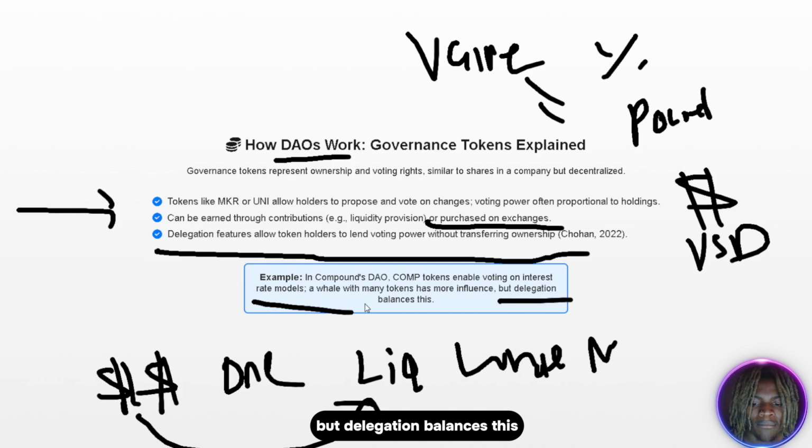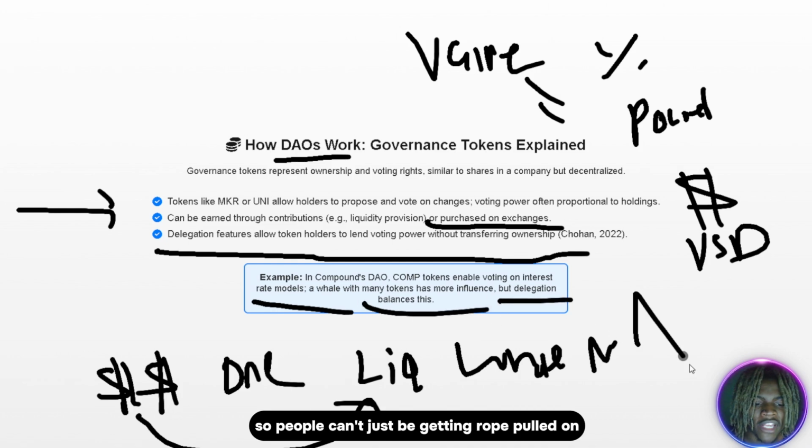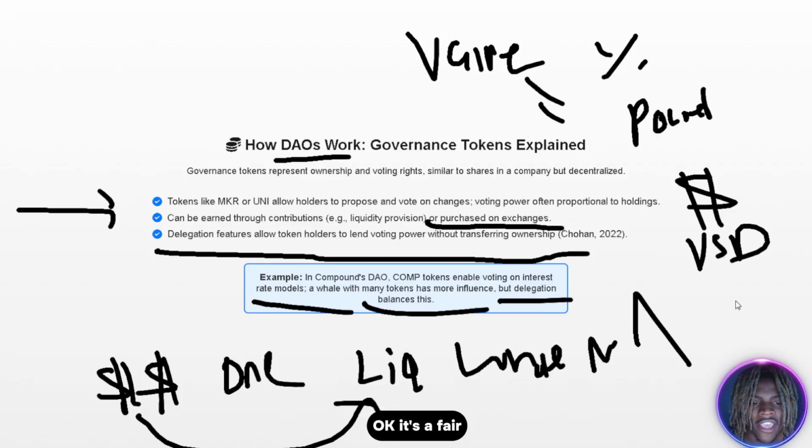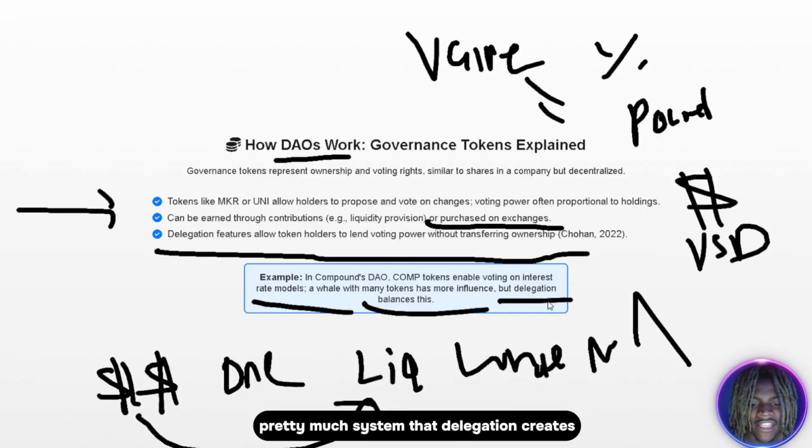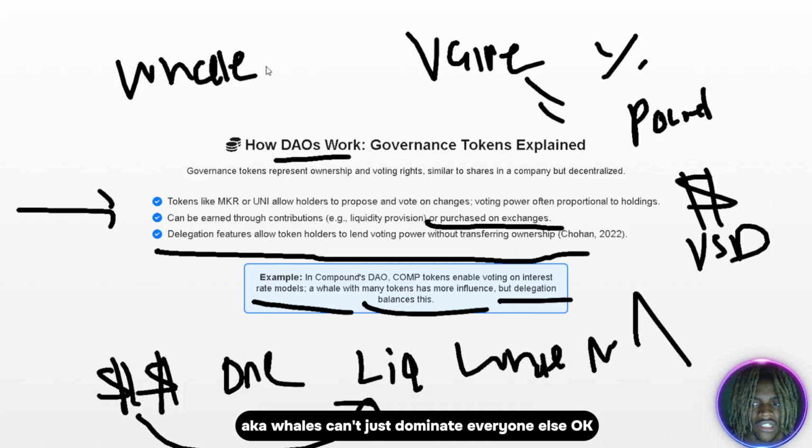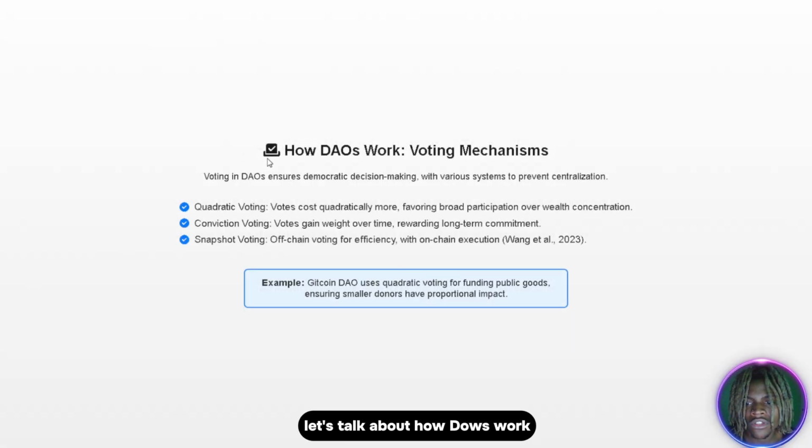But delegation balances this. So people can't just be getting rug pulled, and whoever has most of the money can't just be taking advantage of people. It's a pretty fair system that delegation creates so that people with tons of money, aka whales, can't just dominate everyone else. Let's talk about how DAOs work and the voting mechanisms.